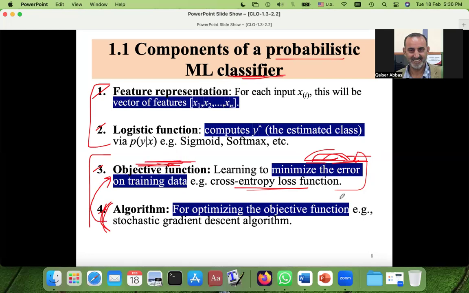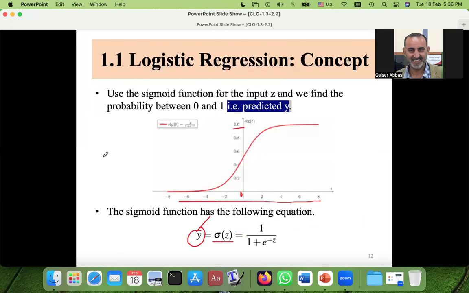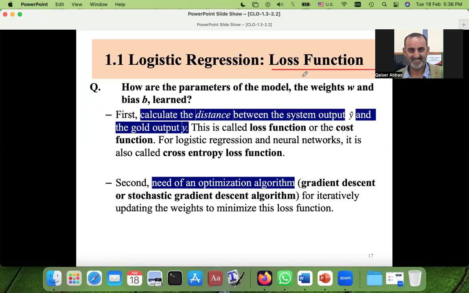Basically, this minimization you will do in this algorithm iteratively. So these two parts are related to the training phase of your model. Now we are moving towards that, first with the loss function. And now we will try to understand this loss function mathematically.